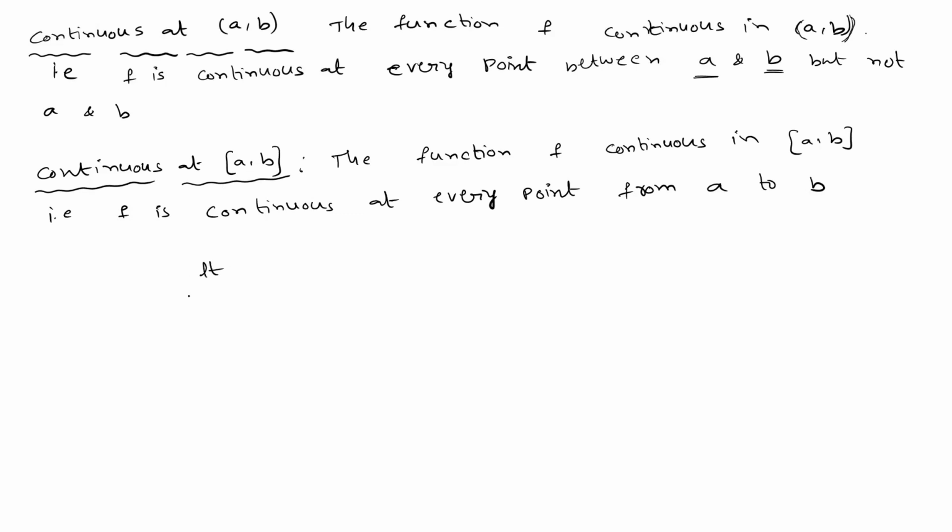Which means the limit as x tends to a plus of f of x is equal to f of a, and the limit as x tends to b minus of f of x is equal to f of b here. So if you prove this, then the function is continuous on [a, b].